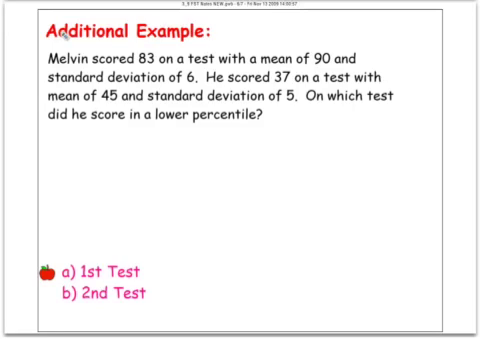Melvin scored 83 on a test with a mean of 90 and a standard deviation of 6. He scored 37 on a test with a mean of 45 and a standard deviation of 5. Which test did he score in a lower percentile? Pause the video, compute the z-score of test 1 and test 2, answer the question, and then turn the video back on, and let's see if you got the correct test. So go ahead, pause the video.